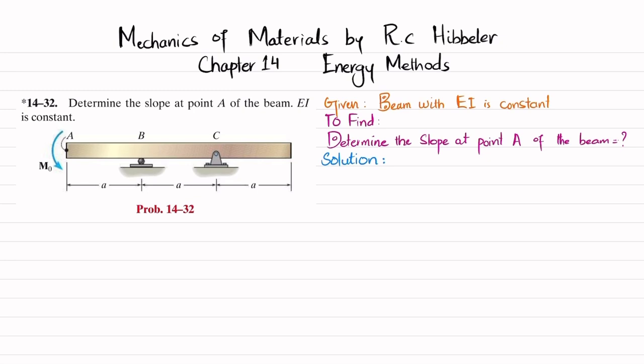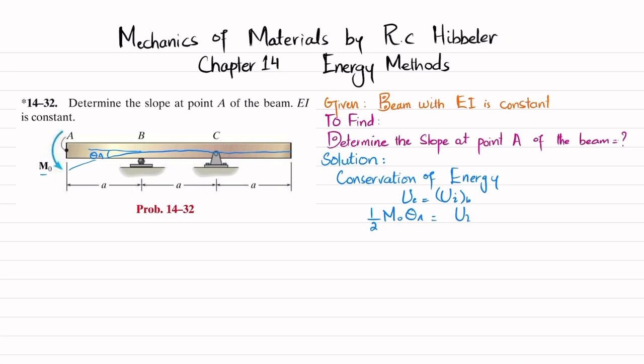So what we will use is conservation of energy, which is that strain energy due to external moment is equal to strain energy due to bending. So due to this moment M naught, the external strain energy will be equal to 1 over 2 M naught into theta A, and theta A will be the slope of that point A. Let's say this beam will bend like this. So this will be the theta A. So you have to find theta A, and this will be the strain energy due to bending.